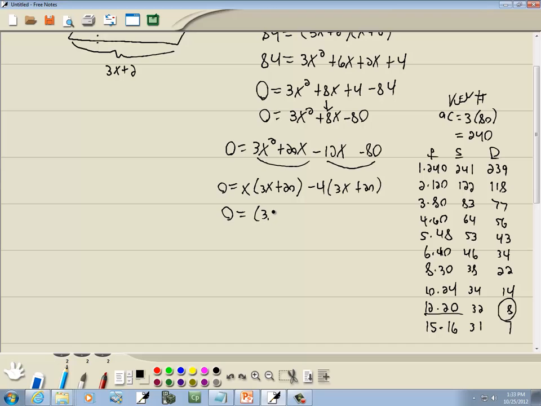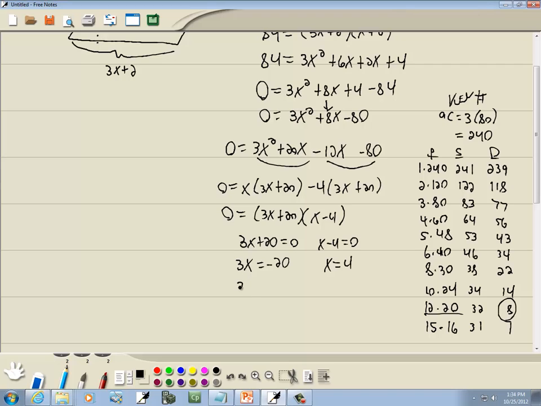Now they both have a 3x plus 20, so I factor that out, and that leaves me x minus 4. Now the zero factor property says you get 0 on one side, you factor the other side, you set each factor equal to 0. So I got 3x plus 20 equals 0, and x minus 4 equals 0. Do the easy one first, x equals 4. Now in this one, if I take the 20 over, it becomes a negative 20. And you see a problem right there. You can't have a negative distance.